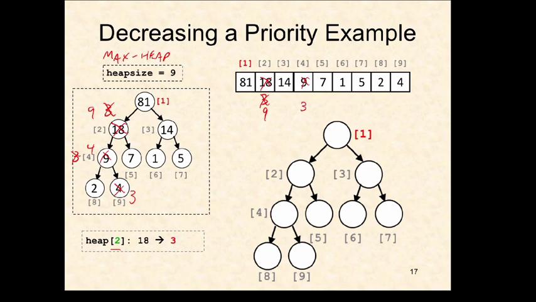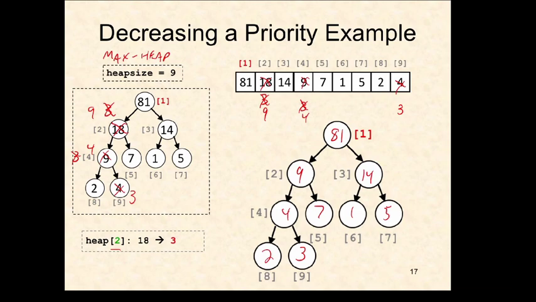Index 4. Oh wait, is index 4 a leaf or not? No, it's not. So it has children at 8 and 9. Biggest child is at index 9. The 4 swaps to here, and 3 swaps to index 9. When we're done, we can redraw it here. We've got 81, 9, 4, 3, and then the other nodes didn't get changed. So there's our tree when we're done and our array when we're done.